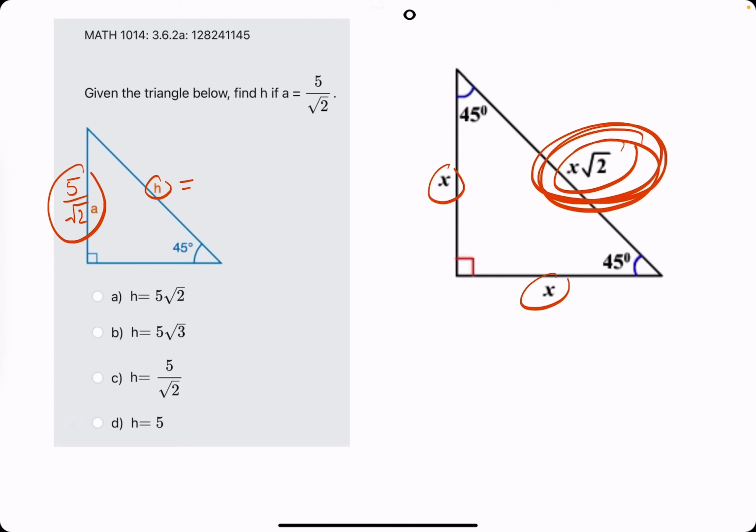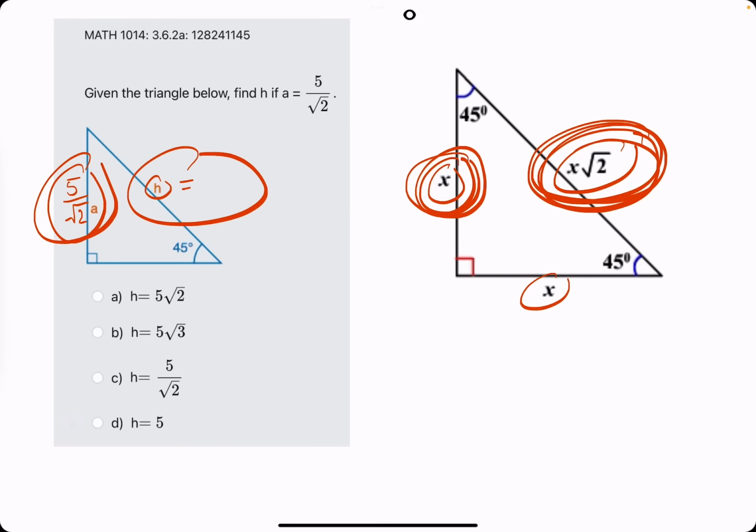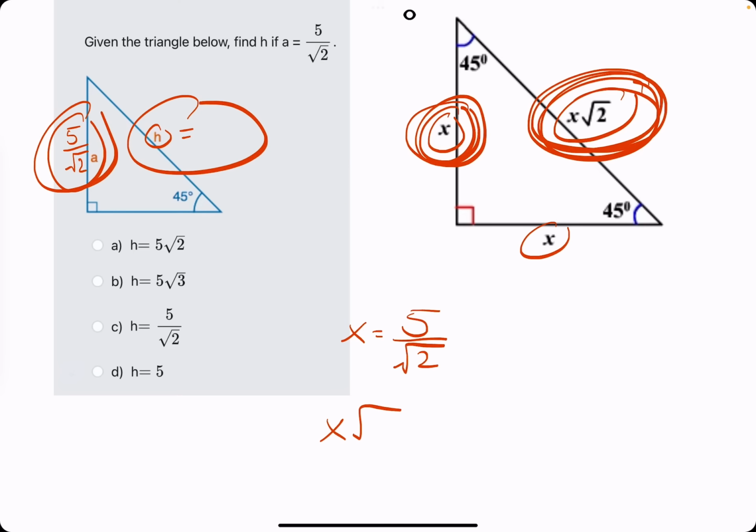So I organized that pretty poorly. If x, one of the legs, is equal to 5 over root 2, then h is going to be equal to x times root 2. Okay? So 5 over root 2 is equal to x, and so x times root 2 would be 5 over root 2 times root 2. And those root 2's would cancel, because one was in the denominator and one was not. So 5 must be our hypotenuse.